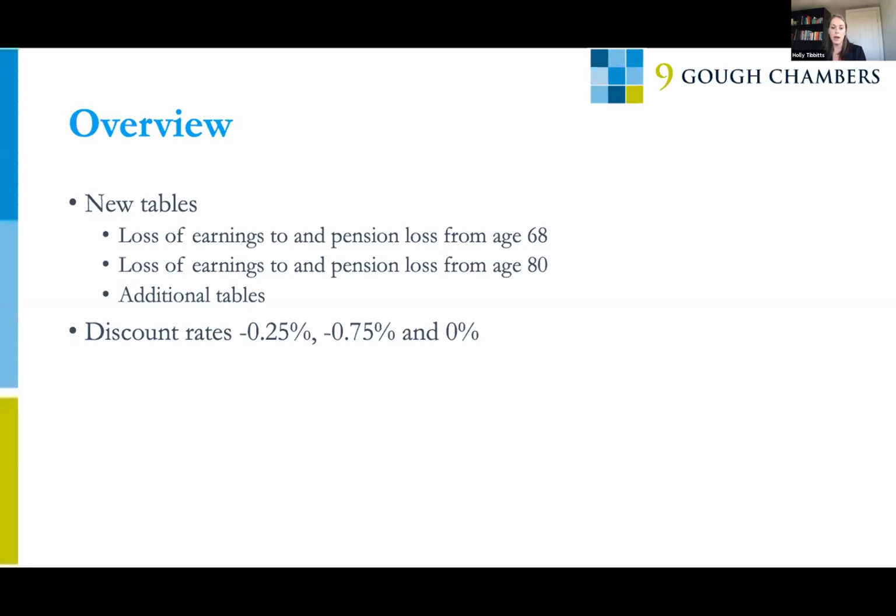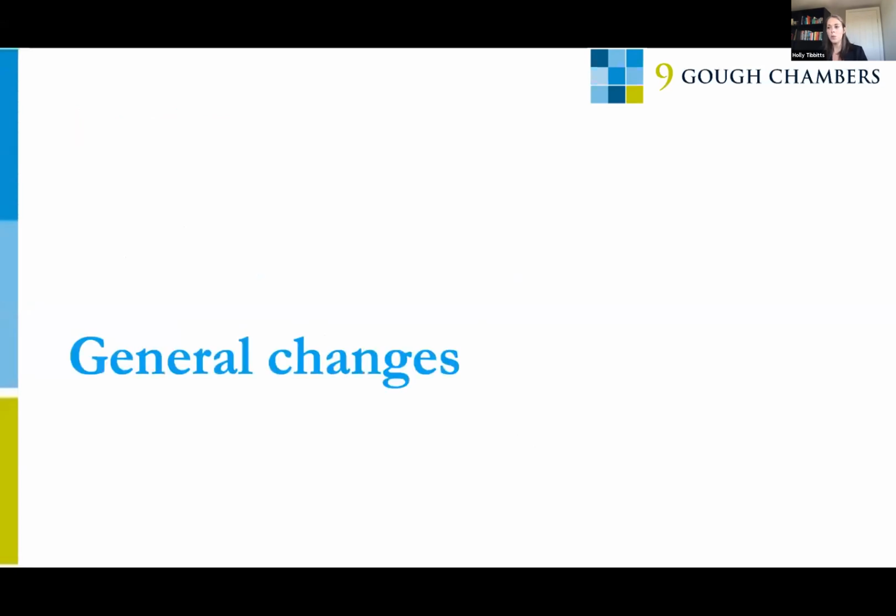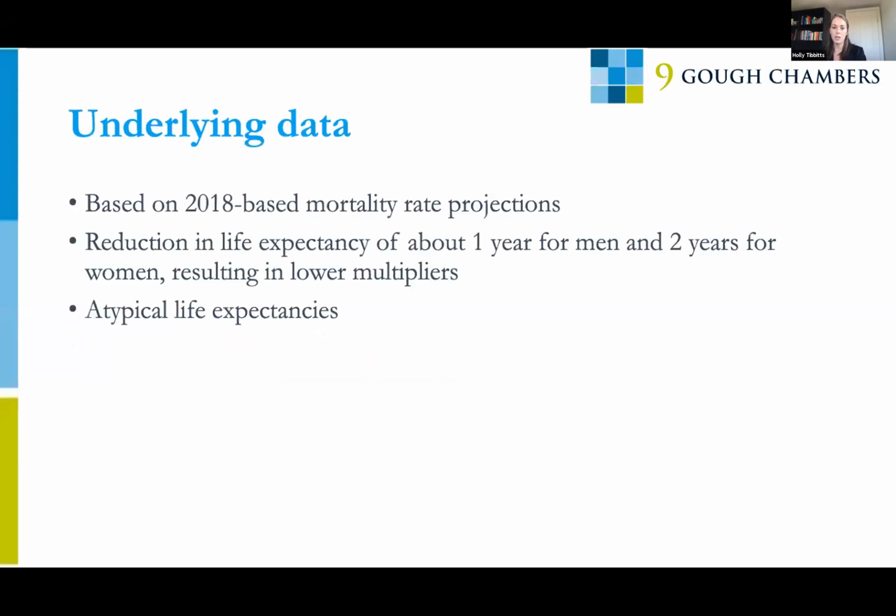The tables also now helpfully include the discount rates of minus 0.25%, minus 0.75%, and 0%, so no need to look at separate tables for those discount rates anymore. So what are the general changes to Ogden 8 compared to Ogden 7?